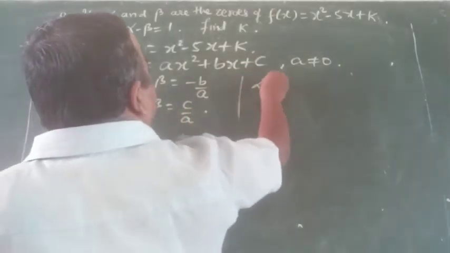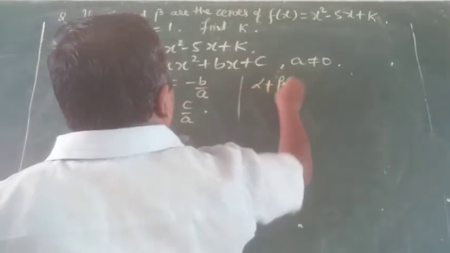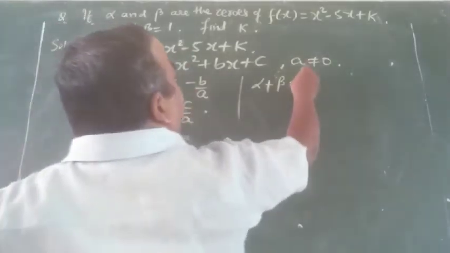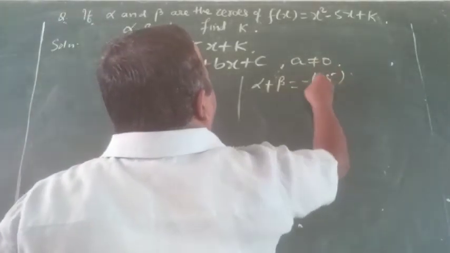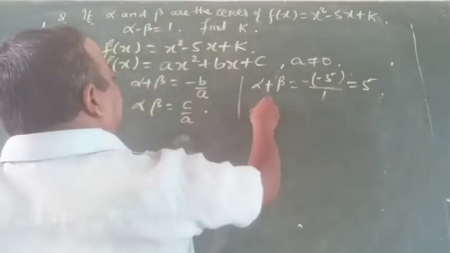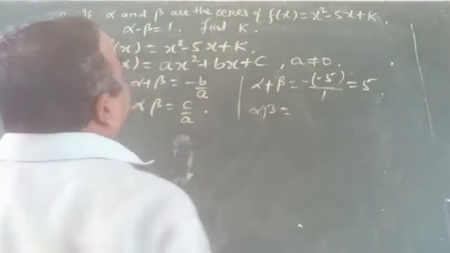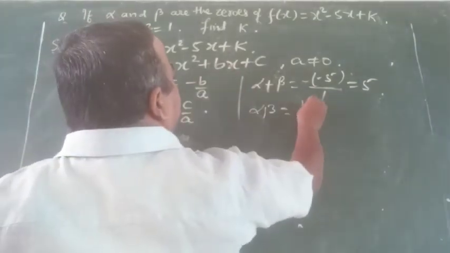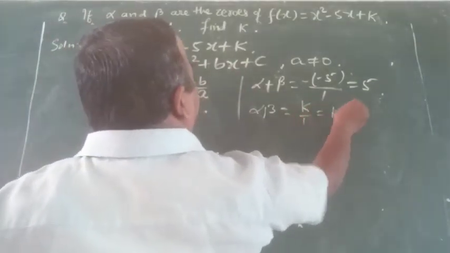They have alpha plus beta equal to minus b. b is minus 5, so minus of minus 5 by 1 is 5. And alpha into beta is equal to c by a. The c is k, and it is by 1, that is k.